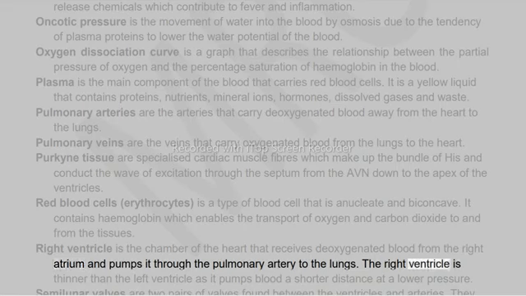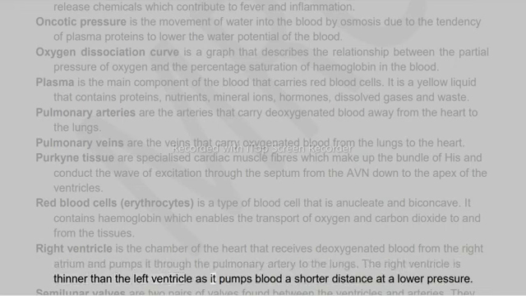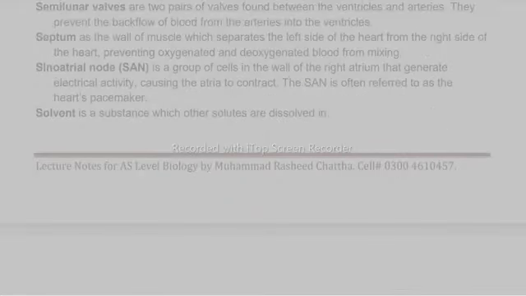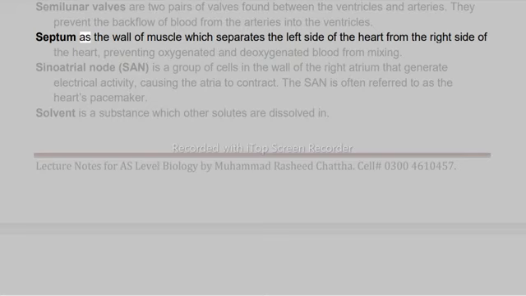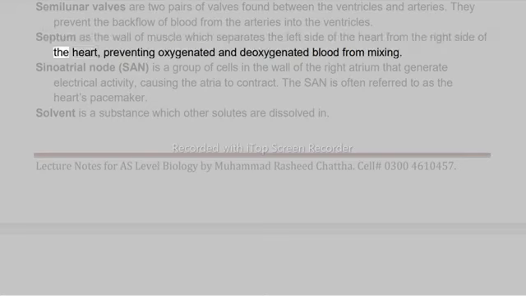The right ventricle is thinner than the left ventricle as it pumps blood a shorter distance at a lower pressure. Semilunar valves are two pairs of valves found between the ventricles and arteries. They prevent the backflow of blood from the arteries into the ventricles. Septum is the wall of muscle which separates the left side of the heart from the right side of the heart, preventing oxygenated and deoxygenated blood from mixing.